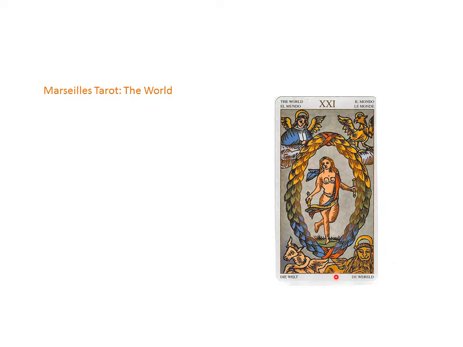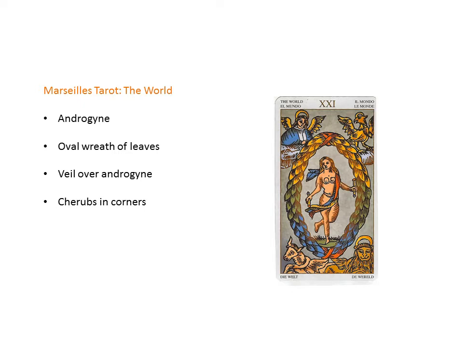In the Marseille Tarot, we have the most commonly known World card, but it's also getting a little bit more complex in the sense that we're showing the cherubs. She's got two wands now. Sophia now has a veil over her, and she's androgynous. She is hiding these parts, but she's androgynous. The oval with wreath and the veil over the androgyny and the cherubs in the corners.